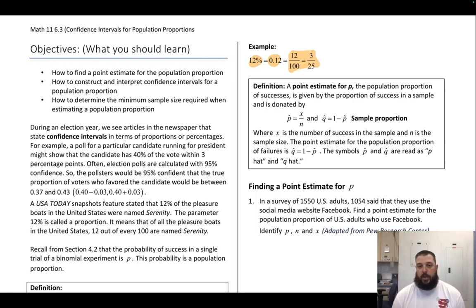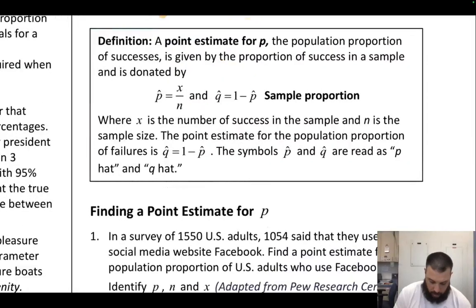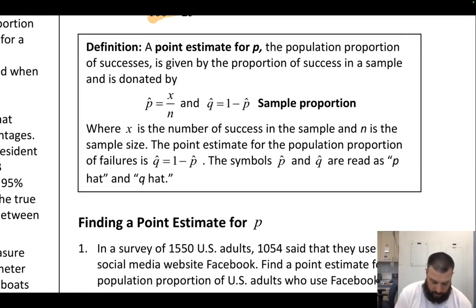Okay, so the definition: a point estimate for p is the population proportion of success given by the formula. We call this p hat, which is x over n, where x is the number of successes and n is our sample size. And then we have our q hat, which we've done before. It's just 1 minus our p hat.